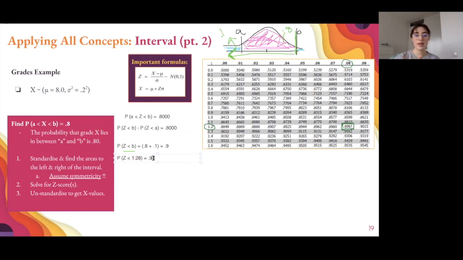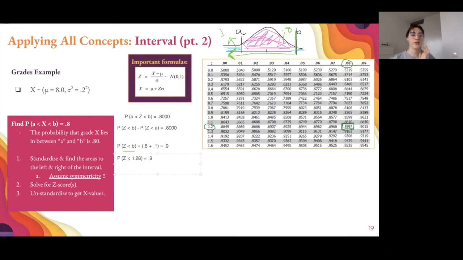And now that we know B, can anyone in the chat let me know what A is? Yes, exactly right. Rosalie says negative 1.28, and that is 100% right. I also got another message that said negative 1.28. That is 100% correct, because as always, A and B are the exact same value, except A is going to be negative because it's on the left side of 0, and B is going to be positive because it's on the right side.